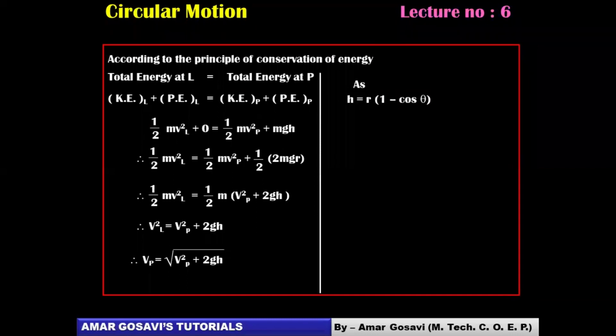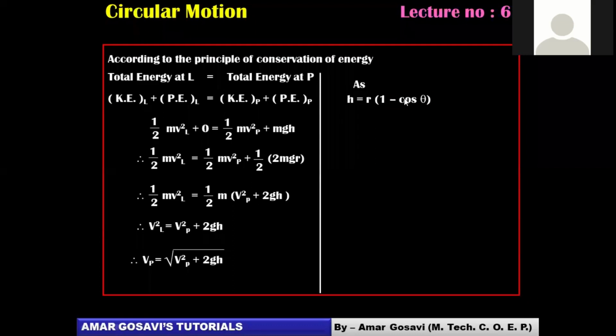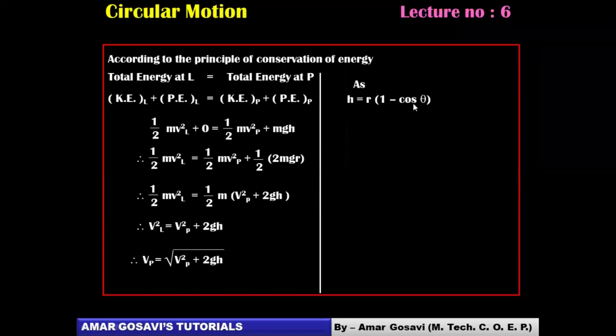So let's move ahead. But what is the value of h? H is, you can see, r into 1 minus cos theta. This is what we have worked out. So we will put the value of h over here. So here they have corrected it. Here the mistake was a negative sign to be mentioned, and instead of p it should have been l.